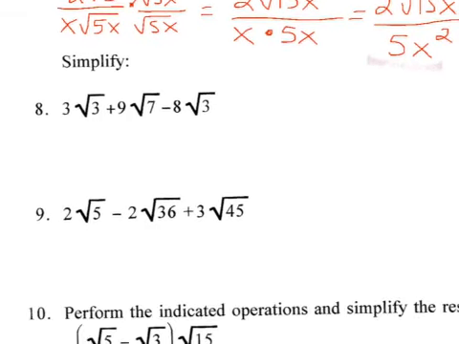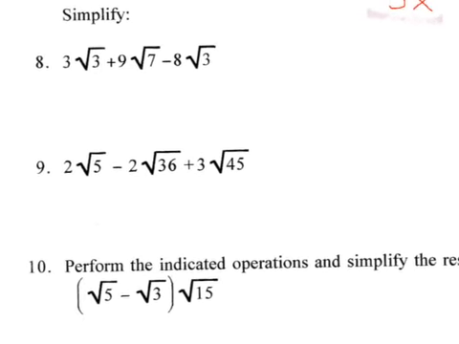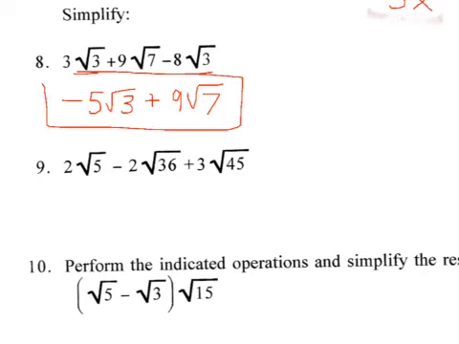Now let's move on to adding and subtracting radicals. So remember, we can add and subtract radicals as long as they have the same last name. So for number 8, we can combine 3 root 3 and negative 8 root 3, and it will become negative 5 root 3. We can't add the 9 root 7 to anybody because he has a different last name, so we just tack him on to the end. And negative 5 root 3 plus 9 root 7 is our final answer.